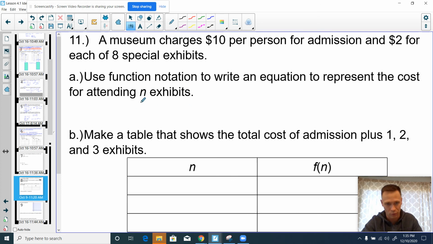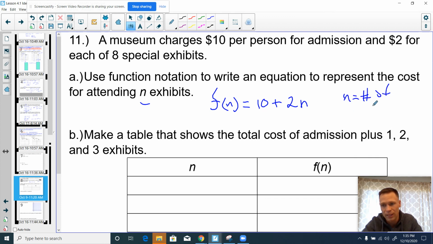So if it's a function and function notation, you know we got to start with an f of n. f of n is equal to, well, what am I charged no matter what? $10, and I'm adding to that cost $2 at a time, not $8 at a time, $2 at a time per n exhibits that I go to, and n is equal to the number of exhibits visited.